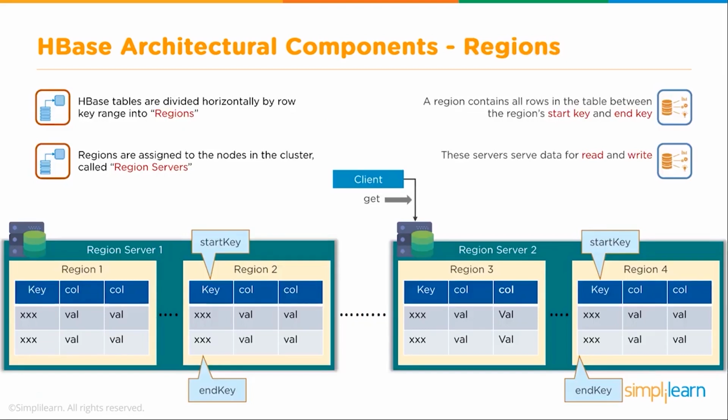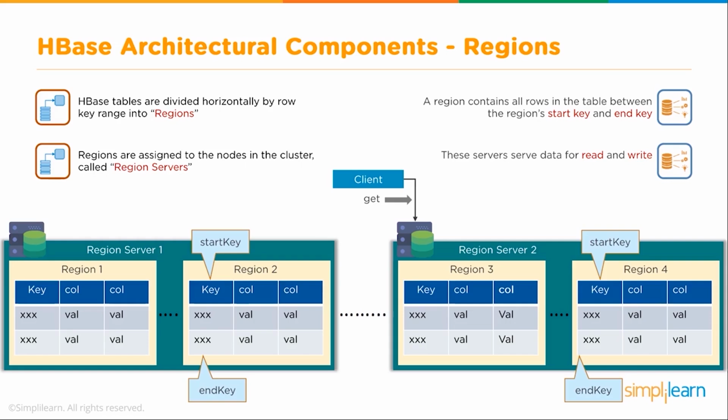When we look at the architectural components of regions and drill down a little bit, HBase tables are divided horizontally by row key range into regions. So with those IDs, you might have IDs 1 to 20, 21 to 50, or whatever they are. Regions are assigned to the nodes in the cluster called region servers. A region contains all rows in the table between the region start key and the end key. Again, 1 to 10, 11 to 20, and so forth. These servers serve data for read and write.